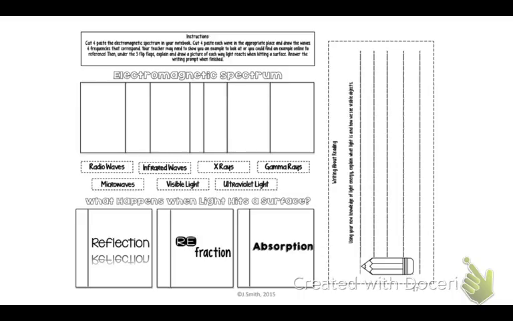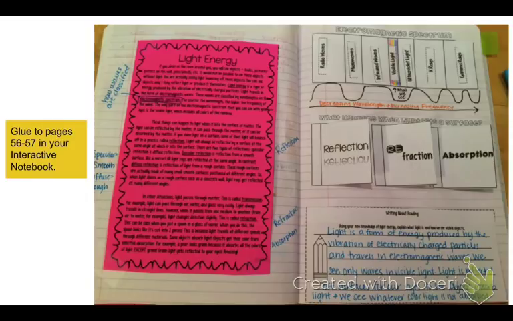So I know that's hard to understand, so here's an example. This is what it will look like in your interactive notebook. And you're going to glue these onto pages 56 and 57 side by side, with the reading on page 56, and then your part goes onto page 57.